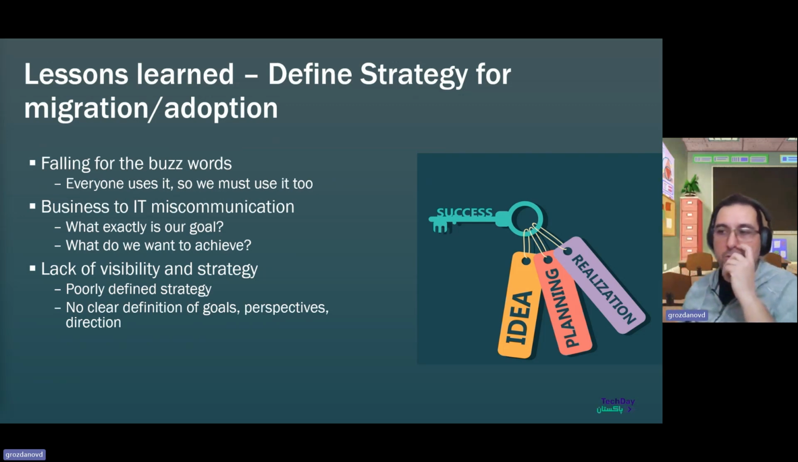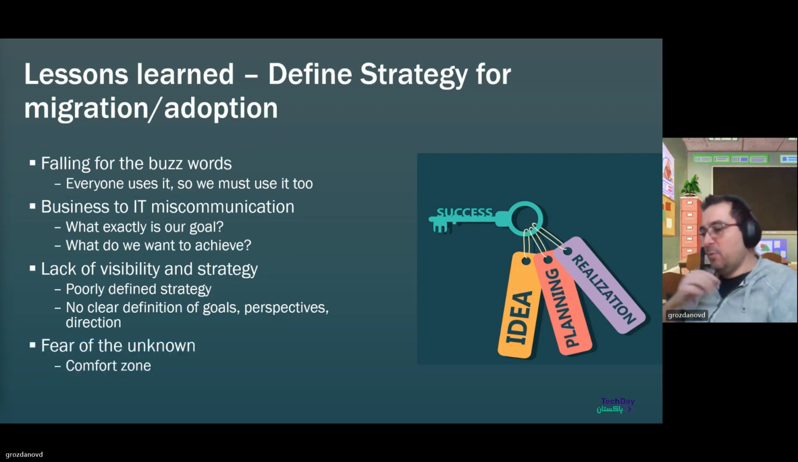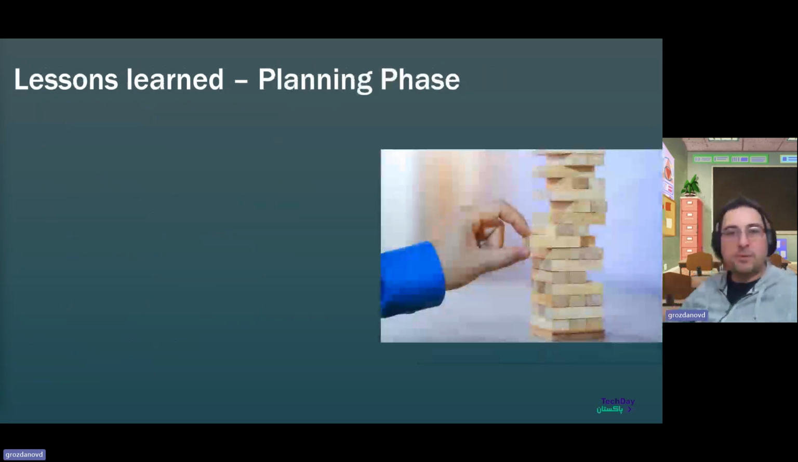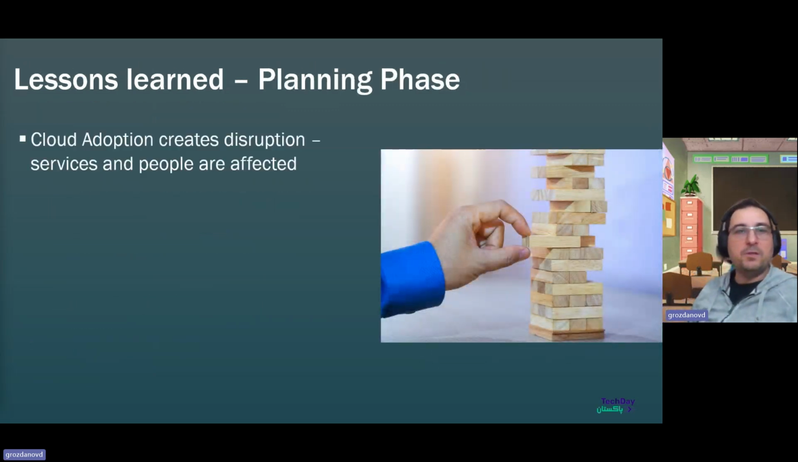There will be no clear definition of goals, directives, perspectives, and that might lead to a full failure of the project at the end of the day, unfortunately. And we always fear the unknown. That's human behavior. We like our comfort zone, whether we are on the IT side, the business side, the end user side, the development side, the network side, it's always the comfort zone. And that's why during the planning phase, we need to do a certain thing.